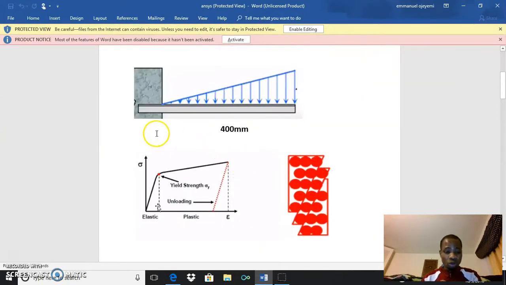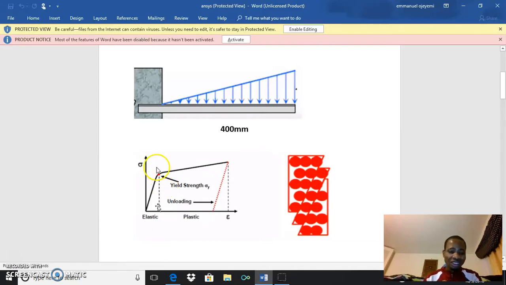So what is the interpretation of this graph? I will let you know now. This graph from here to here is the elastic region, and from here to here is the plastic region. This plastic region is what I'm very much concerned about, and we don't want this to happen to any material. We don't want this to happen to any structure, because it's a total failure.